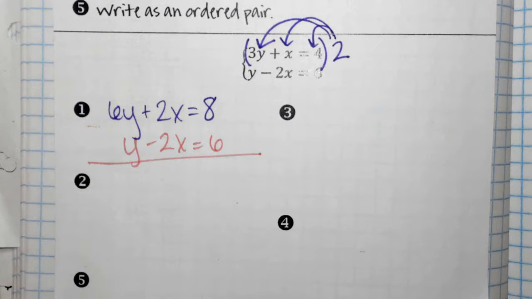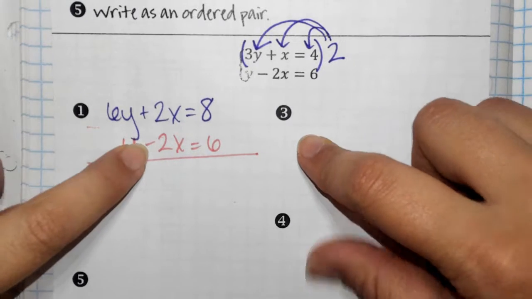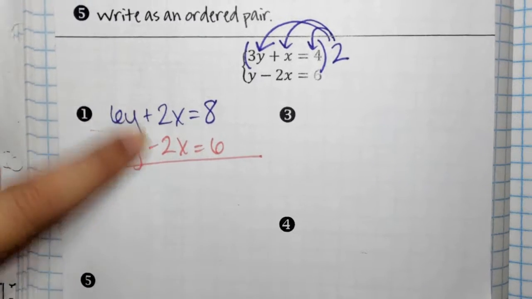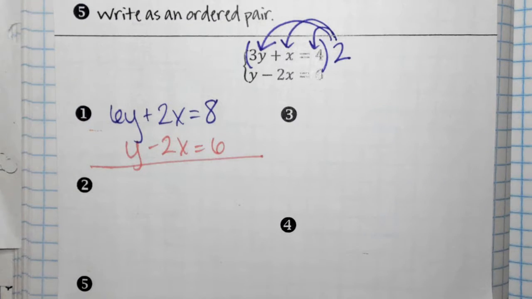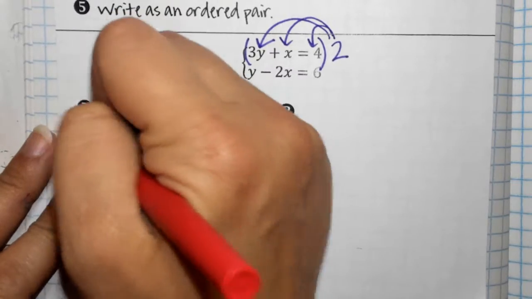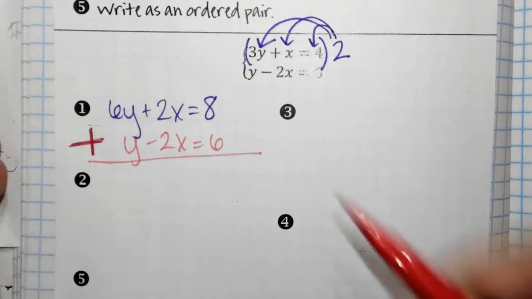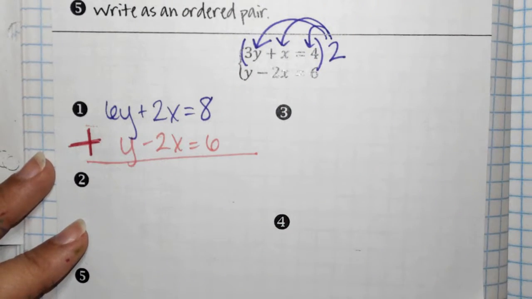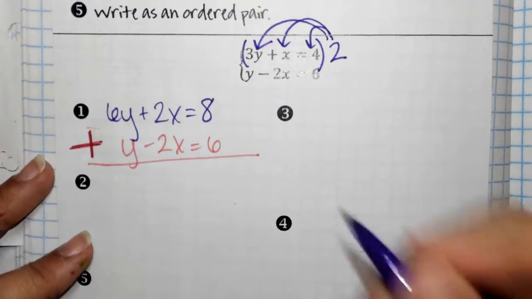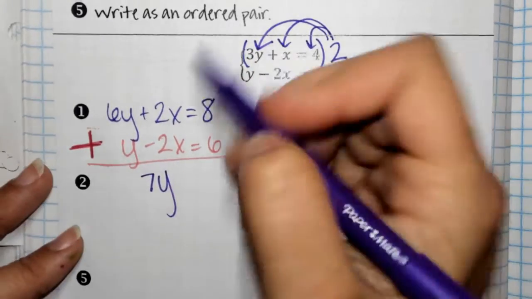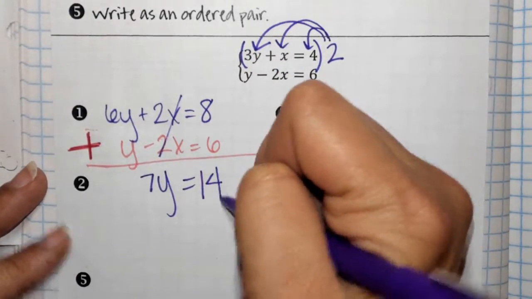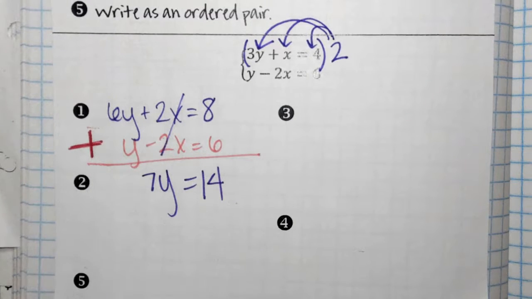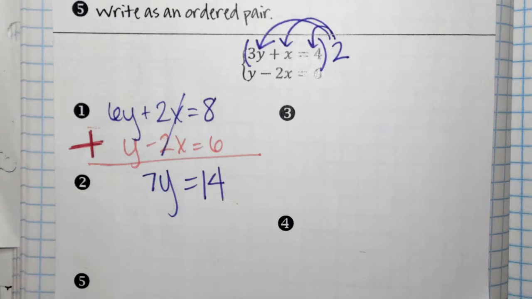Are we going to subtract or are we going to add? We're going to add because we have opposite signs. Are we going to eliminate x or y? X. All right, so everybody add. Put a big plus sign out there, and add straight down. 6y plus 1y is 7y, equals 14. Now, why did I get rid of those 2's? They cancel out, because 2 plus negative 2 is 0. It goes away.